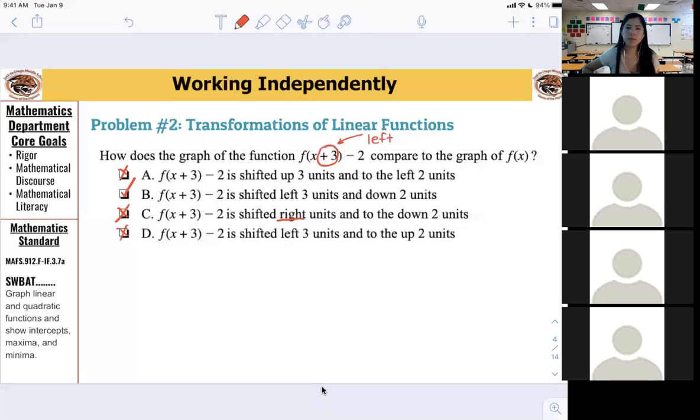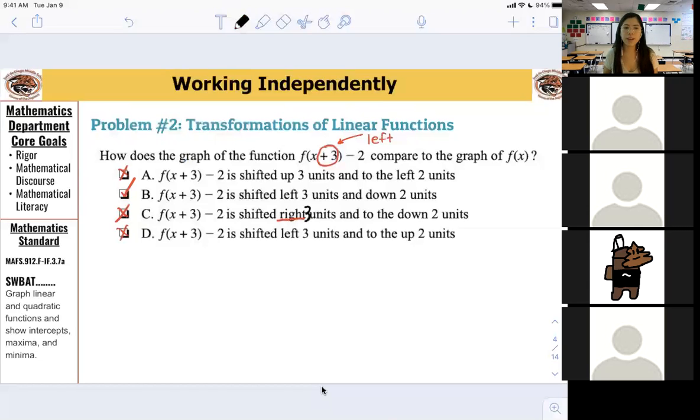Questions on number 2? Miss, he doesn't have a 3. Say that again. C, it doesn't have a 3. Oh yeah. Oops. I think that was just a typo on the website, but yeah, that should say right 3 units.